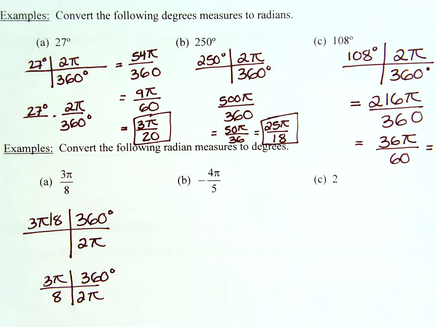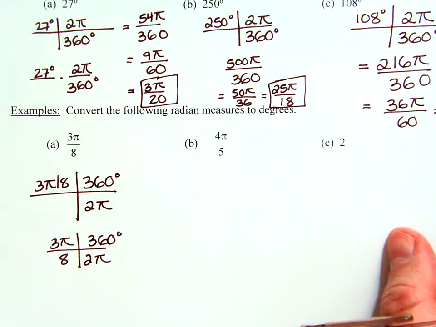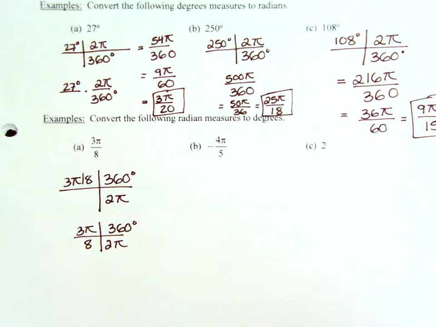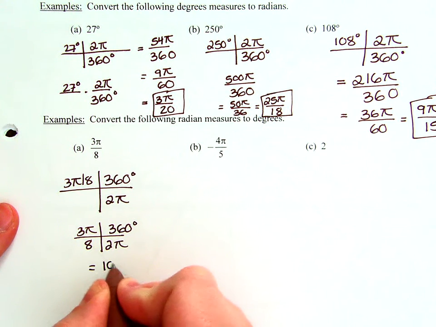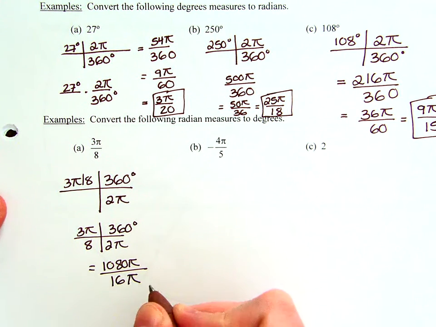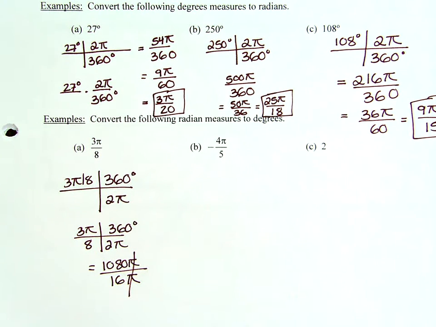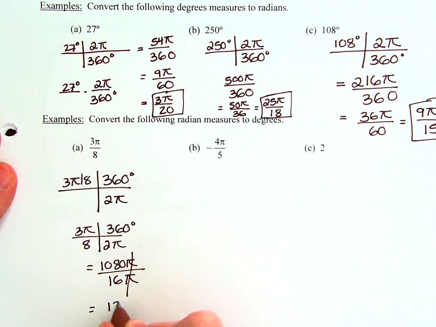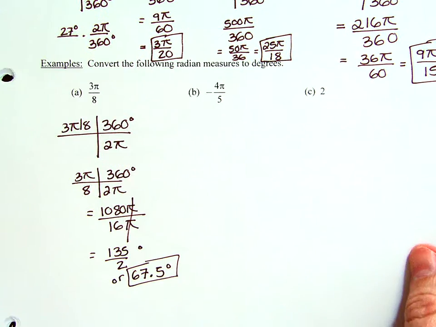Well, go and do some multiplying. 3 times 360. Oh, let me zoom out a little bit. 3 times 360 is 1080 pi. On the bottom, 8 times 2 is 16 pi. Well, that's kind of nice. Those pi's are going to cancel. 1080 over 16. Maybe 135 over 2 degrees, or I guess a decimal might make sense here. 67.5 degrees. So you can't see that either. 67.5 degrees for that one.